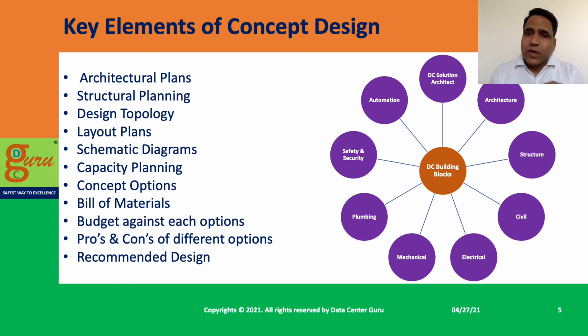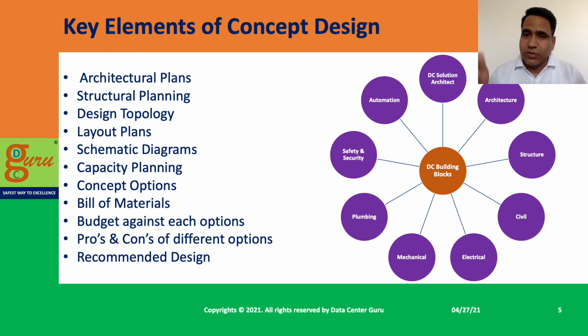That's where we always say all these building blocks need different sets of SMEs. Architects are one kind of SME. Structural engineers are different. Civil engineers are different. Electrical is a very vast area in a data center: you have distribution, capacities, DG, UPS, and so on. So there are different kinds of SMEs, sub-SMEs also in electrical, and similarly for mechanical, plumbing, and safety and security.